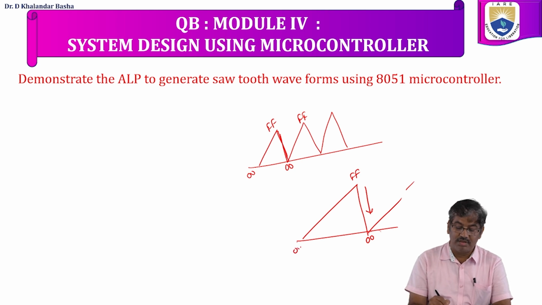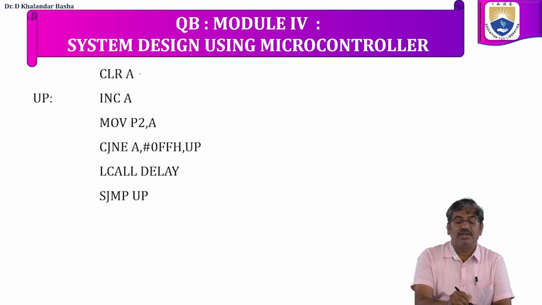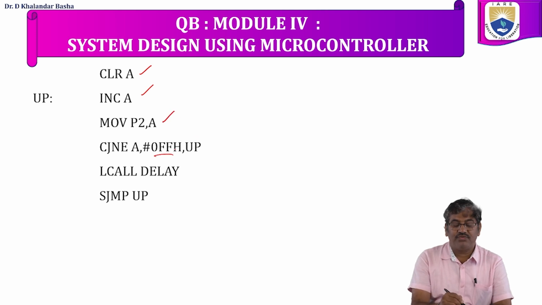Then again it starts. So clear accumulator, increment A, send to port 2, check for maximum value. Once it reaches the maximum value, call delay, then jump back. So this will keep on executing. Once it reaches FF, when you increment it again, it goes to 00. So it will generate a sawtooth wave.